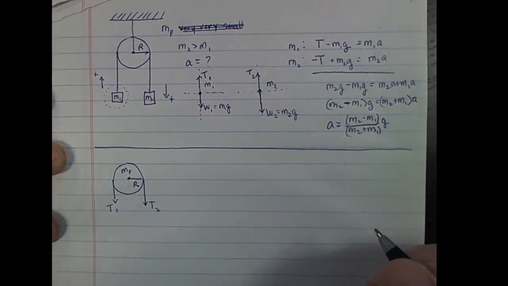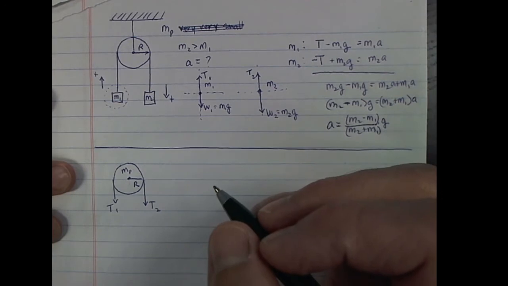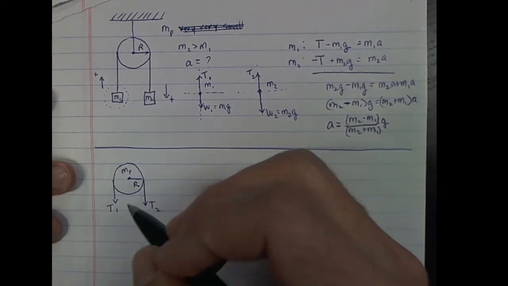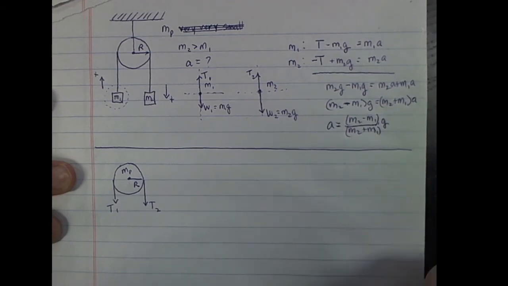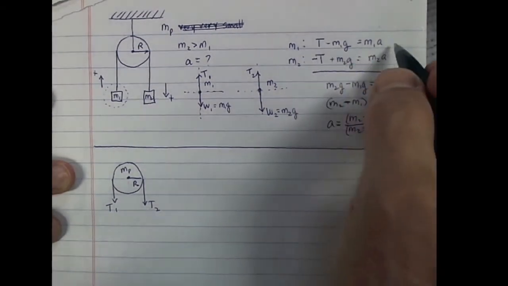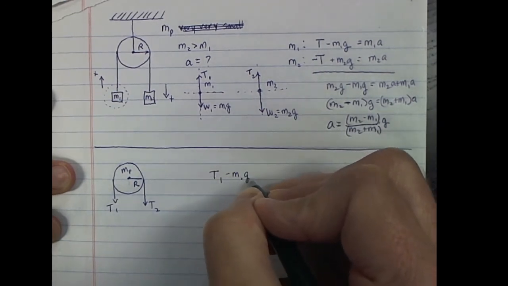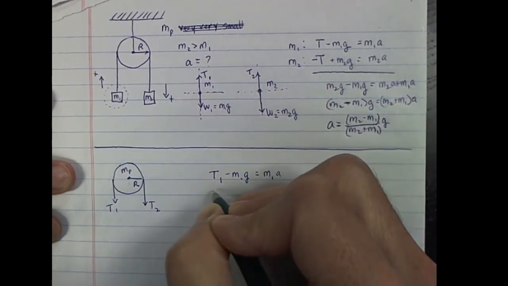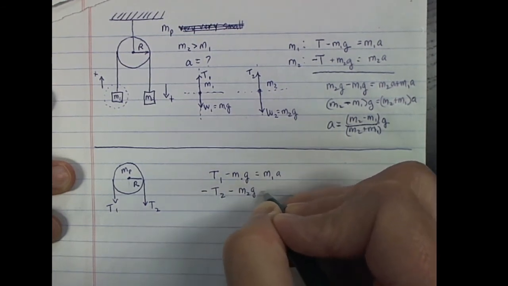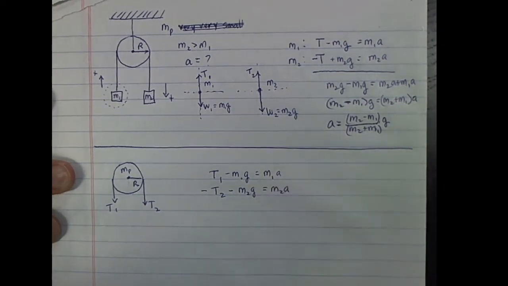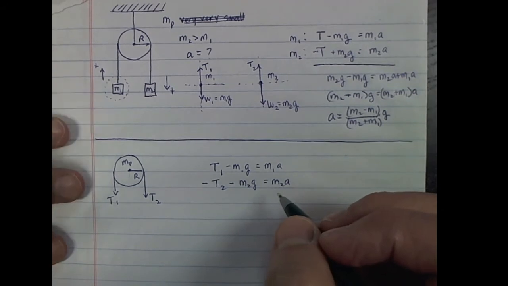Now we have three unknowns: T1, T2, and A. So we need a third equation. These equations will become T1 minus M1G equals M1A, and minus T2 plus M2G equals M2A. So we need a third equation.